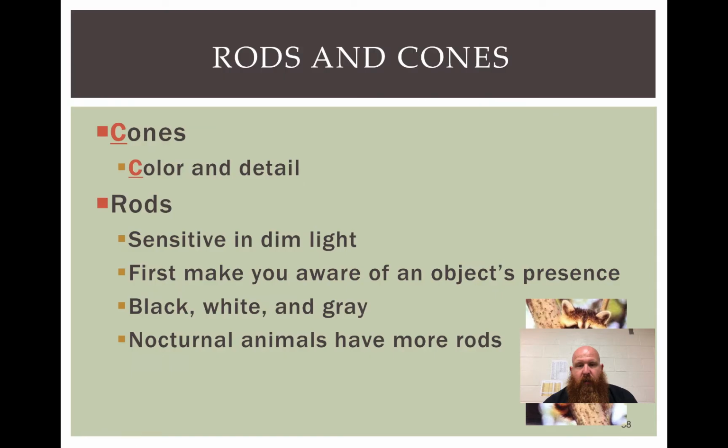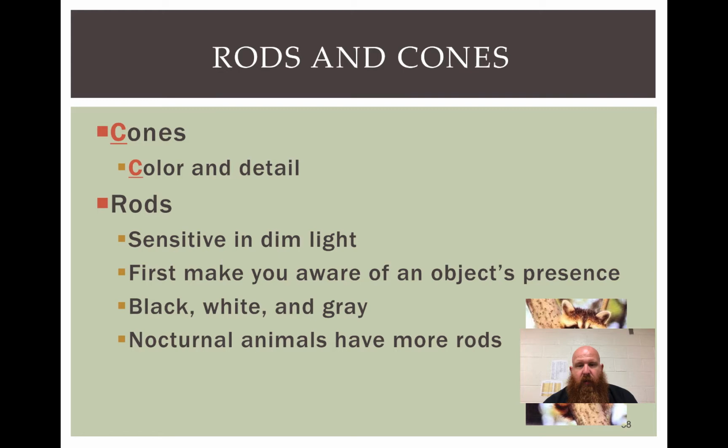Cones, as I mentioned earlier, are important in seeing color and in seeing detail, whereas rods are sensitive in dim light. They're the things that make you first aware of an object's presence, but they only respond to black, white, and gray. Nocturnal animals have a lot more rods than cones.